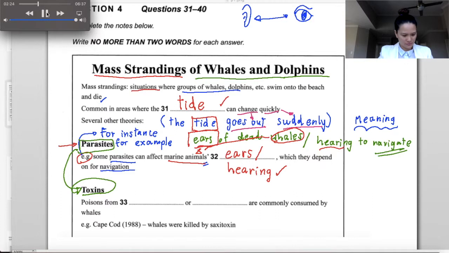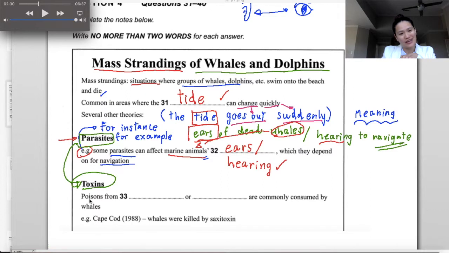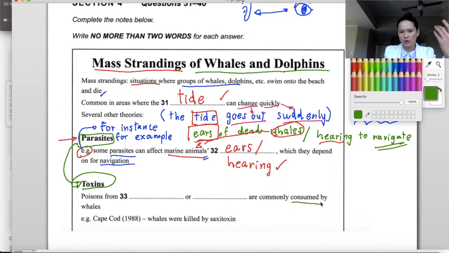These have also been found to contribute to the death of many marine animals. Many toxins, as I'm sure you're aware, originate from plants or animals.